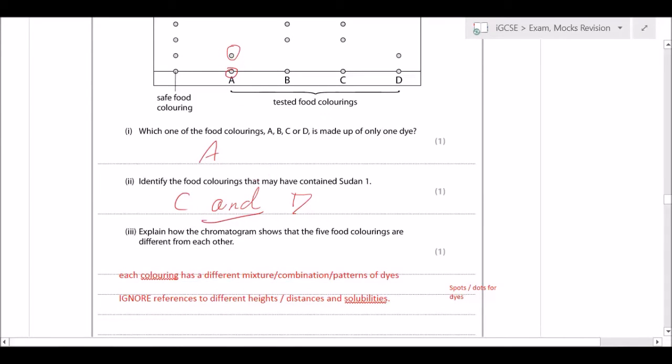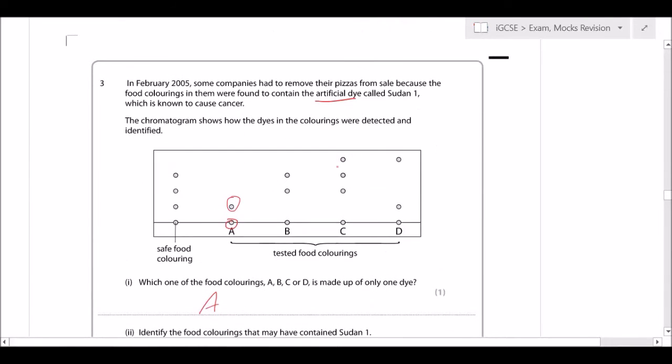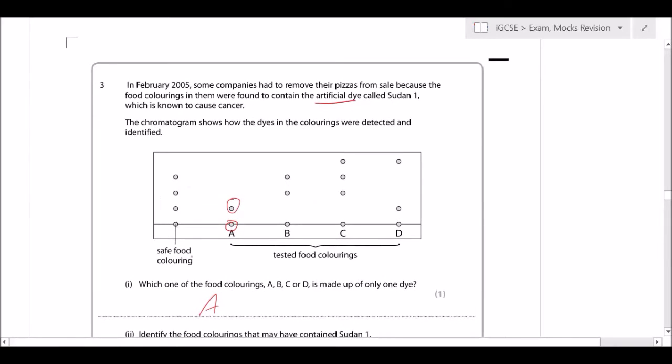Identify the food colorings that may be contained in Sudan 1. So this should be C and D. And the reasons being that this is your safe food coloring, okay, and C and D have these ones which aren't in the safe food coloring.